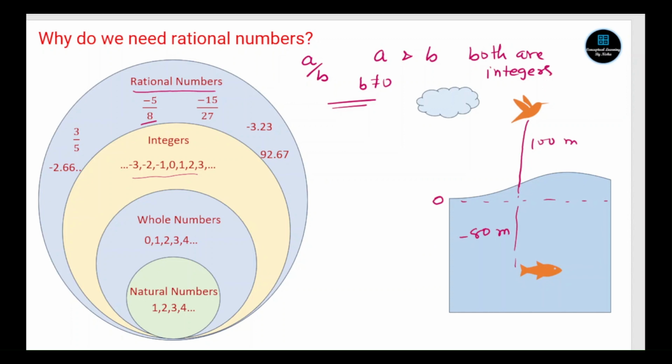Now what if, instead of 100 meters, the height of the bird is 3/4 of a kilometer, and the depth of the fish I say is 1/2 of a kilometer. Then the depth is represented as a negative number, negative 1/2, and the height is represented as 3/4 of a kilometer. So we need these numbers to represent such values, right? That is why we need rational numbers. I hope you understood this, correct? Perfect. All right.